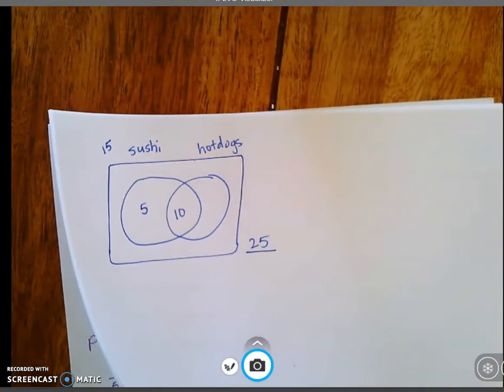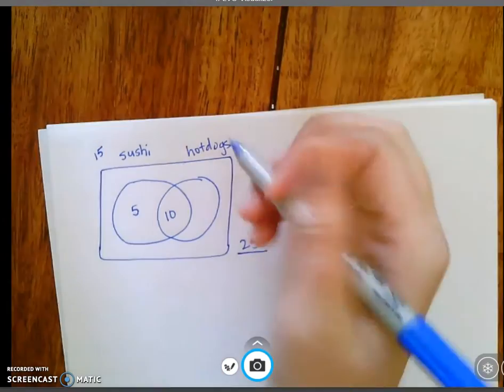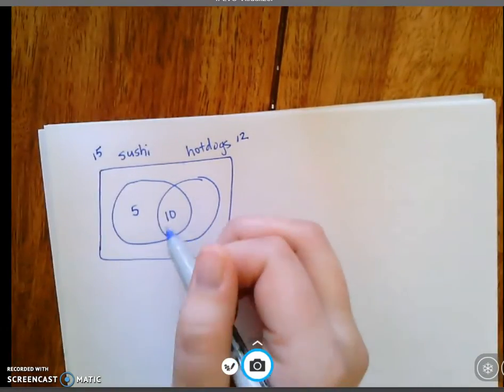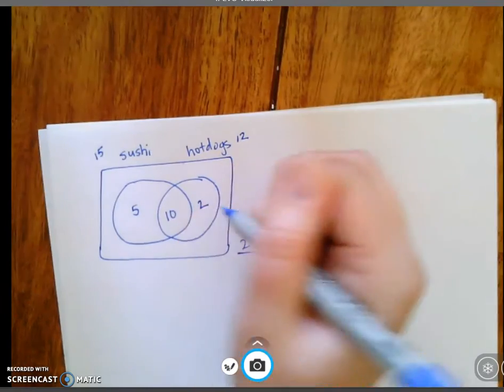And then we had, what was it? 12 that like hot dogs, so 12 is actually going to represent the whole circle. If 10 of them are here, that means 2 are here.